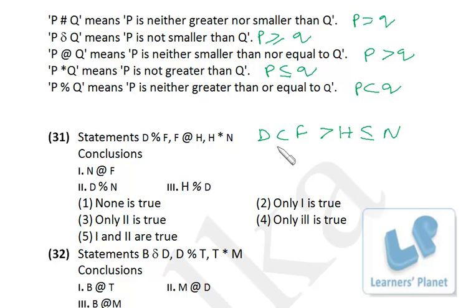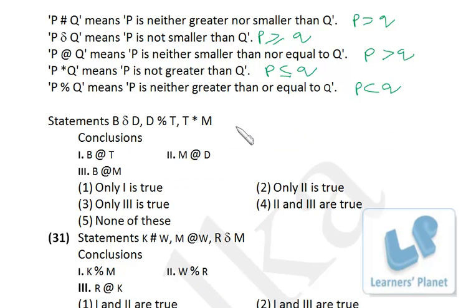So we have 1, 2, 3 sequences, right? N and F, both of them are from different sequences, so we cannot establish any relationship. D and N, different sequence. H and D, different sequence, right? So no conclusion can be established. So none of them is true.